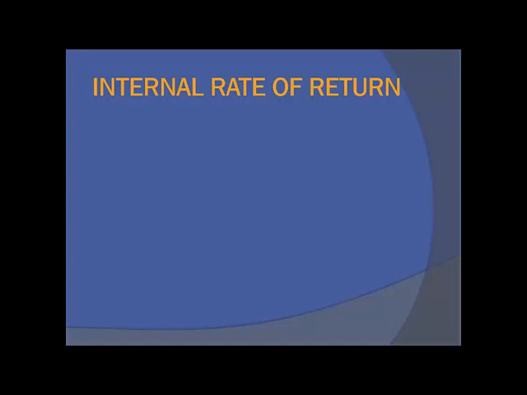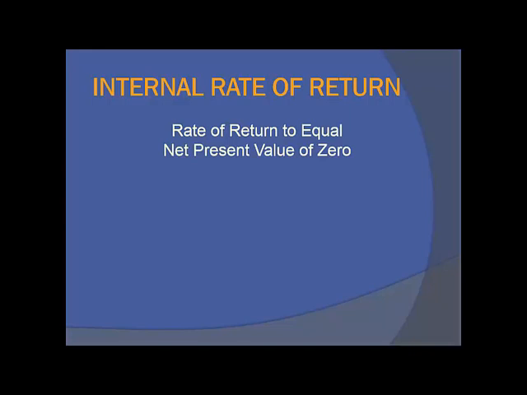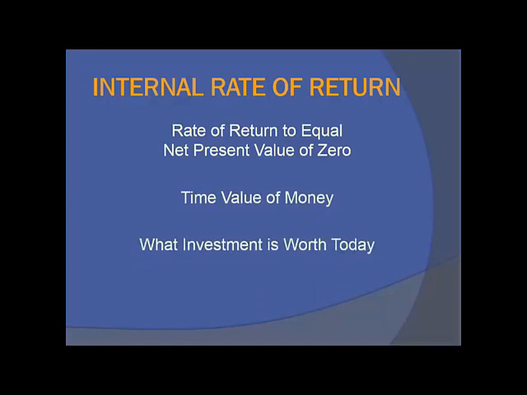The next one, the internal rate of return, it's usually best to use Excel when calculating this. It's the rate of return to equal a net present value of 0. So what is a net present value? Well, that's coming in a few slides. So this one does involve the time value of money. What's the investment worth today? That's what we're looking at, comparing these. And it's also sometimes called the economic rate of return. To calculate it by hand, it's usually trial and error.